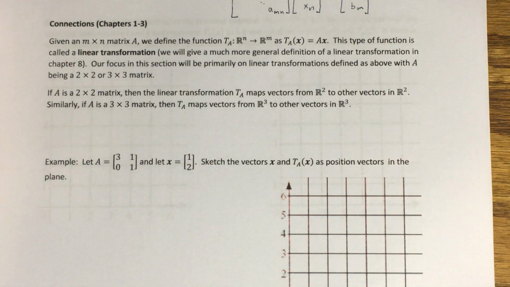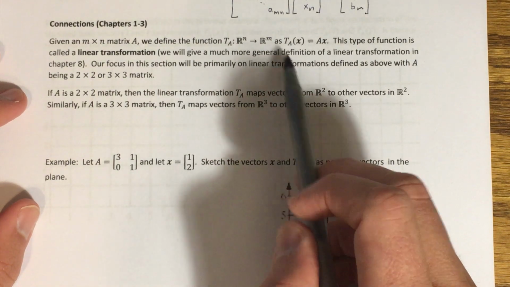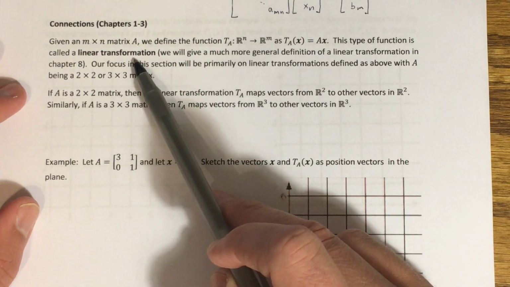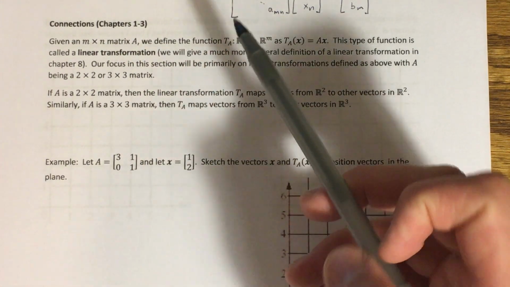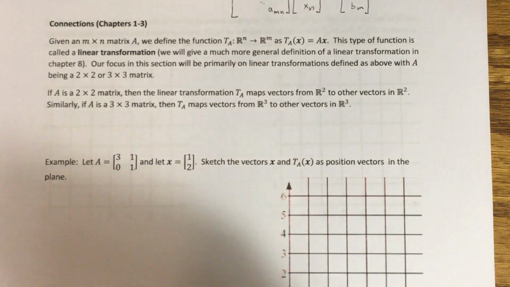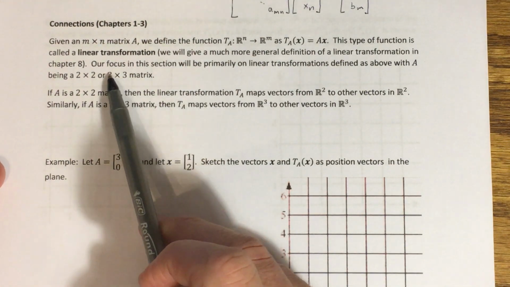Again, it takes vectors from n space and maps them into vectors in m space. And we call this type of function a linear transformation. Again, we will give a more general definition of linear transformation that will look much different in chapter 8, but we'll establish the connection as we work through that chapter.